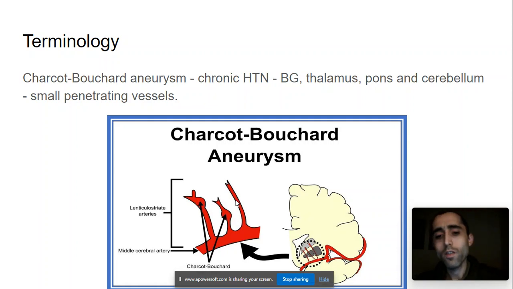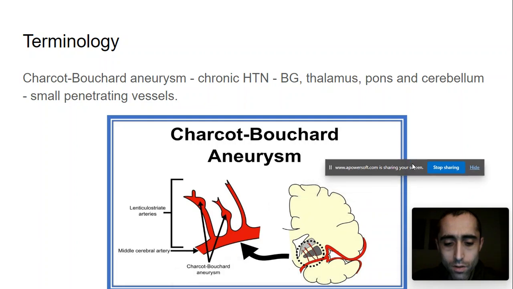So this is another place for aneurysms to develop in patients with chronic hypertension. It can be in the basal ganglia, in the thalamus, in the pons, in the cerebellum, and it is coming from the small perforating vessels, as you can see right over here, as those perforate the basal ganglia in this picture that is not mine.